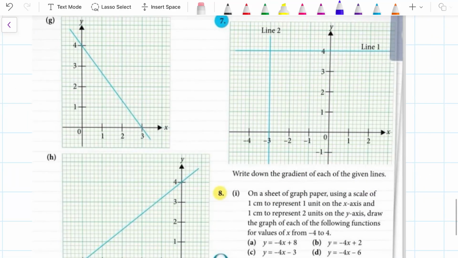Last two parts left, G and H. Let's take this grid point and this grid point. So from 4, you can also go from 3 to 4. It doesn't necessarily have to be from 4 to 3. So from this point to this point, I'm going back 3 units, going up 4 units. So this is my gradient. My value of C is 4.